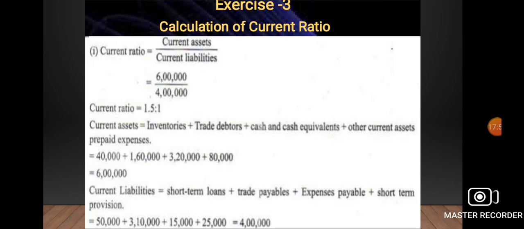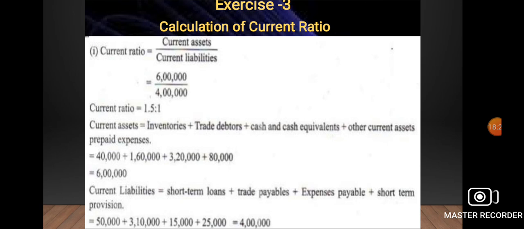Then asset side, non-current asset, fixed assets, that is tangible assets 4 lakh. Current assets, inventories means stock 1,60,000. Trade debtors 3,20,000. Cash and cash equivalent 80,000. Other current assets, that is prepaid expenses 40,000. So total assets 10 lakhs. So both sides are shown with equal value. Then current assets and liability side. So what is the question? The question is to find out the current ratio, then quick ratio.